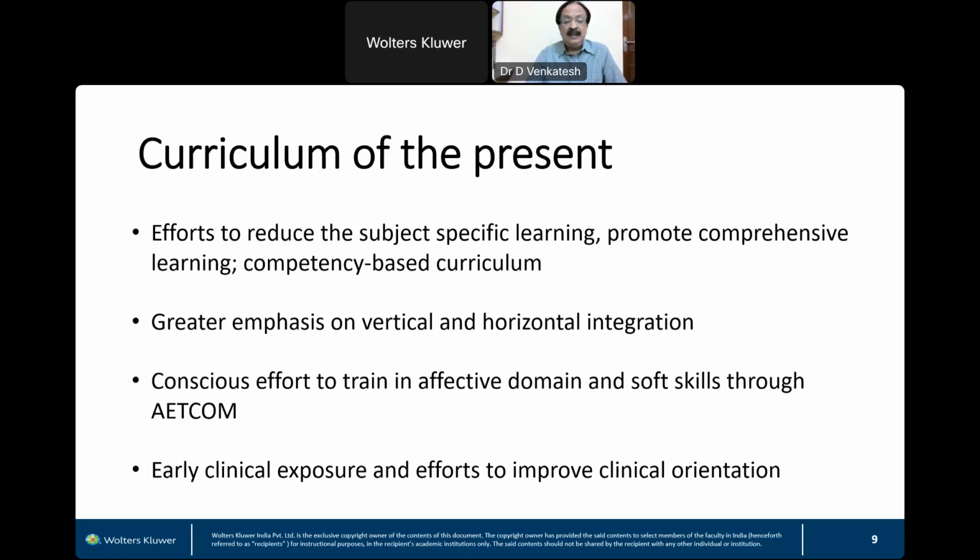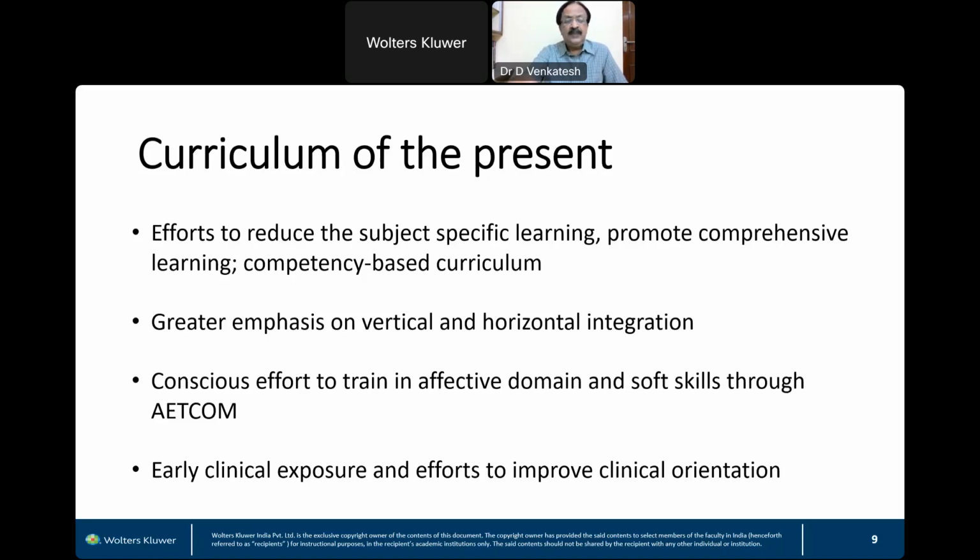The satisfaction in terms of treating the patient or the patient being treated is not reaching the optimum level. There has been an effort to introduce attitude and communication module, where the affective domain or the communication skills and the other soft skills are taught with the help of ADCOM modules. The early exposure, and then there has been an effort to improve the clinical orientation in training as well as teaching at all levels. So this is in brief about the curriculum of the past and the curriculum of the present.